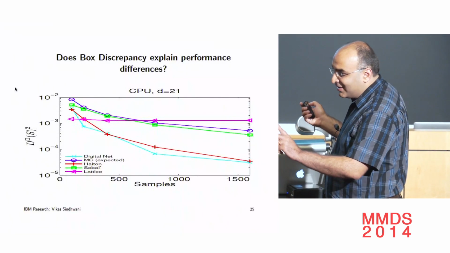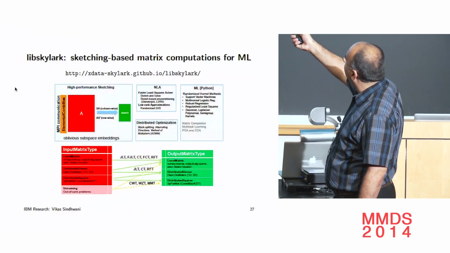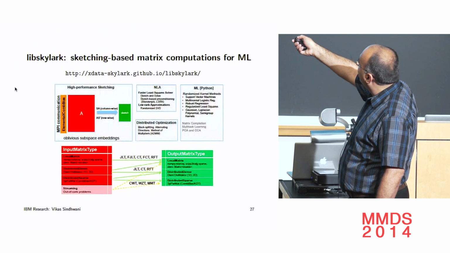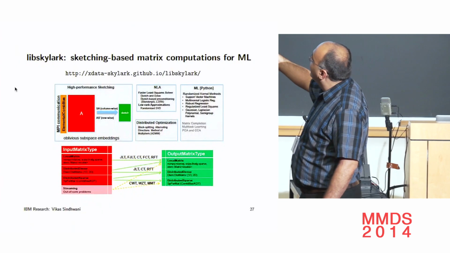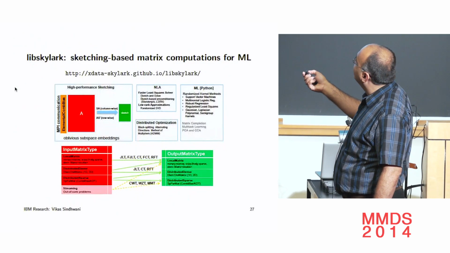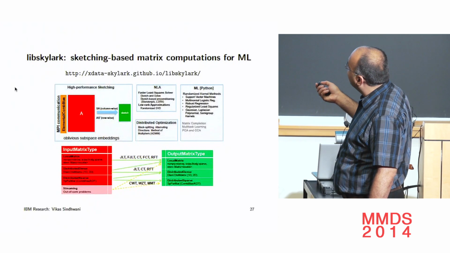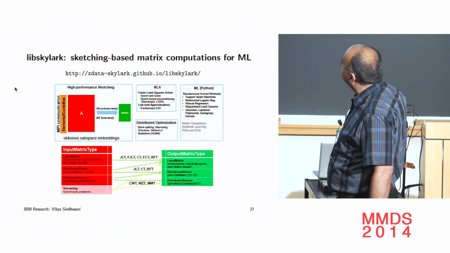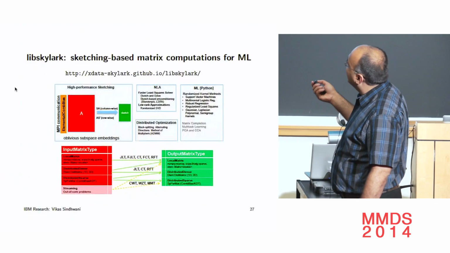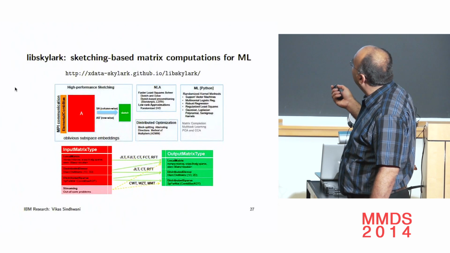Now, I'll take one more minute, because I do want to mention libSkylark. This is the GitHub repository. There is a sketching layer in the software which enables a large class of sketching primitives to take a large matrix A and sketch it to produce a sketch S times A. So this is sketching from the left or sketching from the right. These sketches are then used to accelerate least squares and low rank approximation methods.